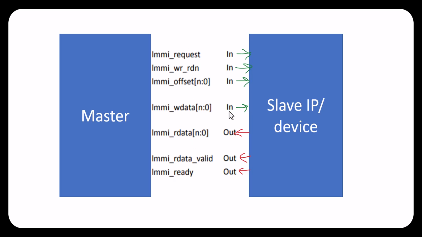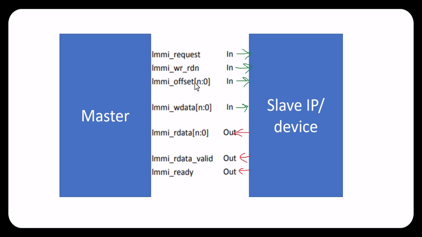Basically, if you look at this diagram, it is relevant to any memory read or write, or basically it is a memory read write signal alignment. So the request, read write, and offset, which is nothing but the address. These upper green signals are coming to the slave devices, and the red signals are getting out from the slave devices. It is very simple.